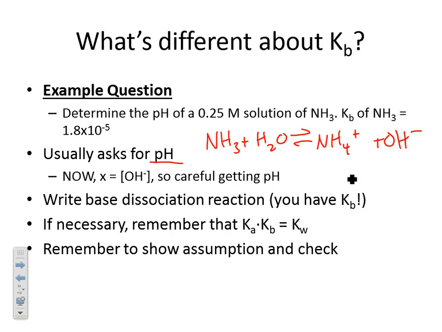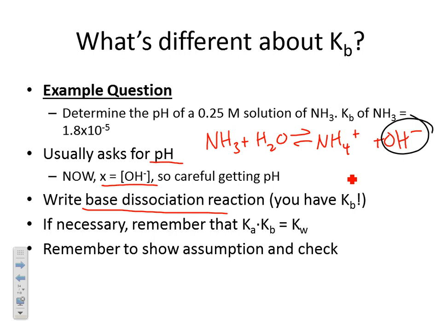Now, X is hydroxide. So it's like one additional step when you want to get pH. So you get X is hydroxide, you take the negative log of it, you get pOH. Make sure you go back and think, okay, I'm going to do 14 minus my pOH to get pH. Again, they give you Kb, so you write the base dissociation reaction.